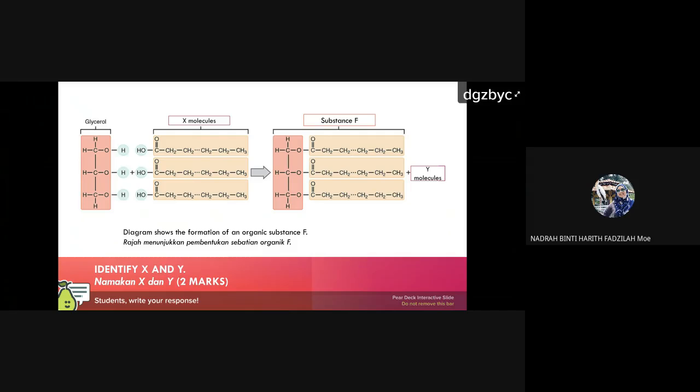So the diagram shows the formation of an organic substance F. Boleh agak tak? Apakah substance F tu? So bila kamu boleh agak substance F tu apa, you can name X and Y. Apa dia X dengan Y tu? Okay, dia ada bagi clue kat situ. Salah satu substance yang membina substance S pula. Substance F ialah glycerol. Cuba name X and Y.